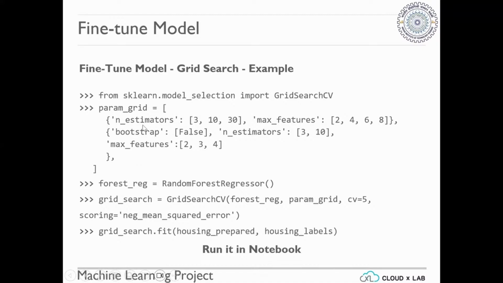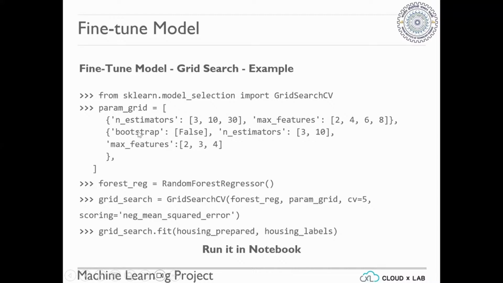Here you can think we are having multiple possibilities. Number of estimators is one parameter that we have to decide. Maximum features is another parameter that we want to decide, right? For these parameters we can have 4 values. Maximum features can be 2, 4, 6, 8, and number of estimators can be 3, 10, and 30. So there are total 3 into 4, which is 12 possibilities.